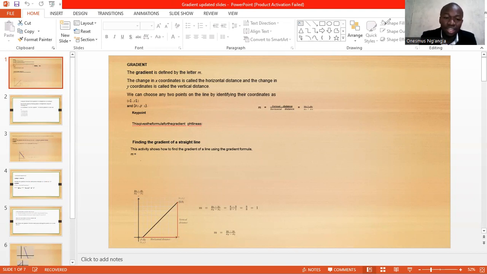Welcome to today's class. Today we're going to learn about gradient, under the topic equation of a straight line. We're going to learn how you can find the gradient of a line when you're given any two different points.